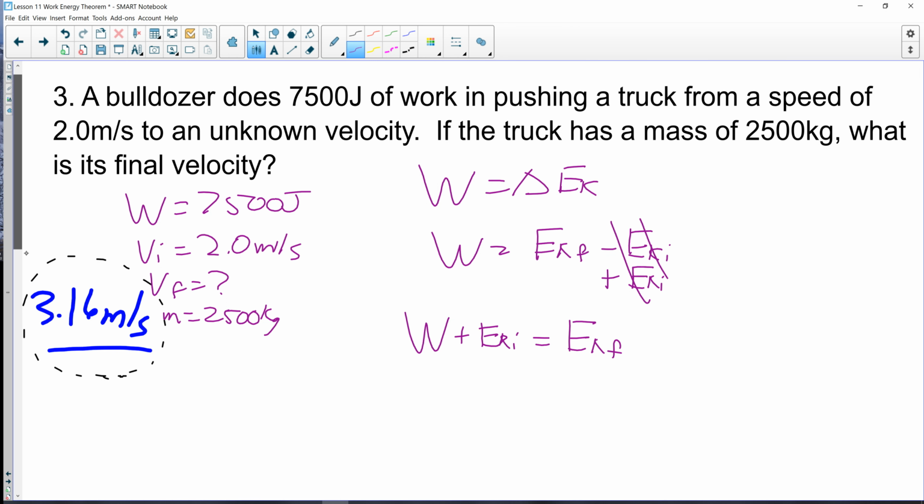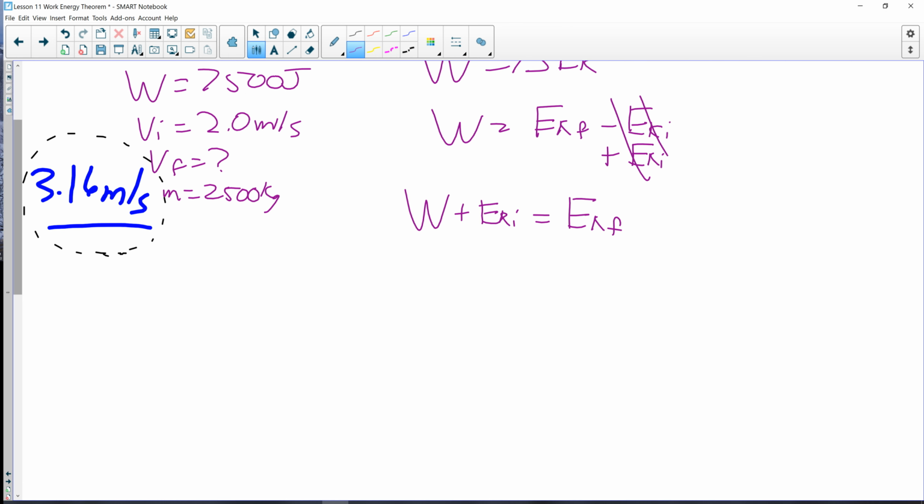Now I'm going to expand that out a little bit more. Work plus 1/2 times mass times vi squared equals 1/2 times mass times vf squared. Everybody okay with what I've done there? I've moved the initial kinetic energy over before I plugged in the numbers. If you moved it over after you plugged in the numbers, that's fine too. It doesn't change that you're allowed to do that.